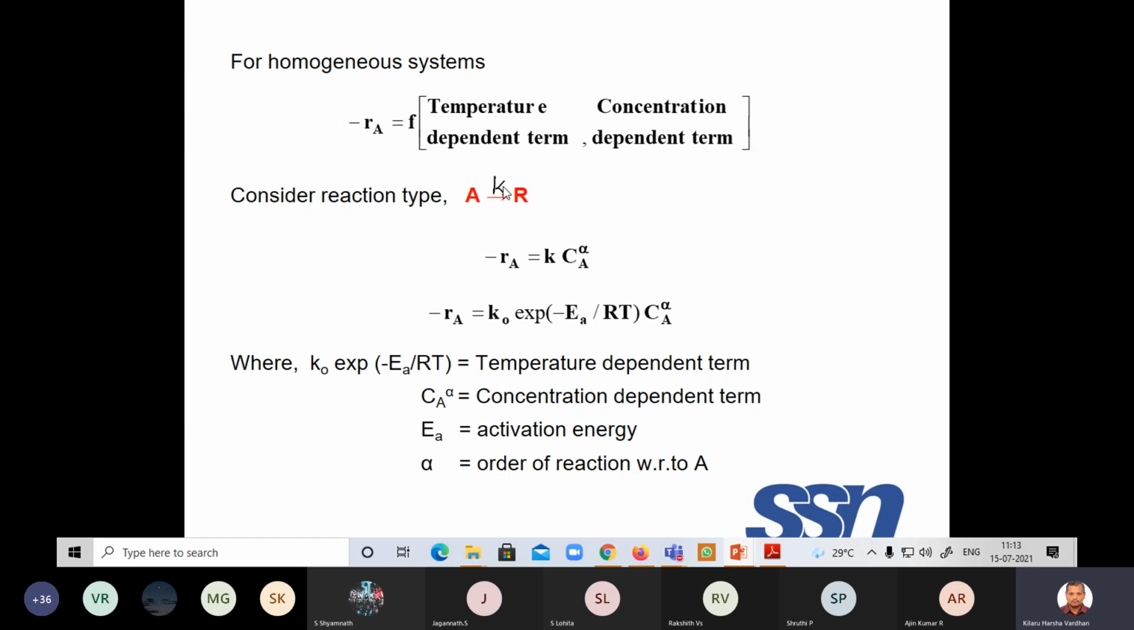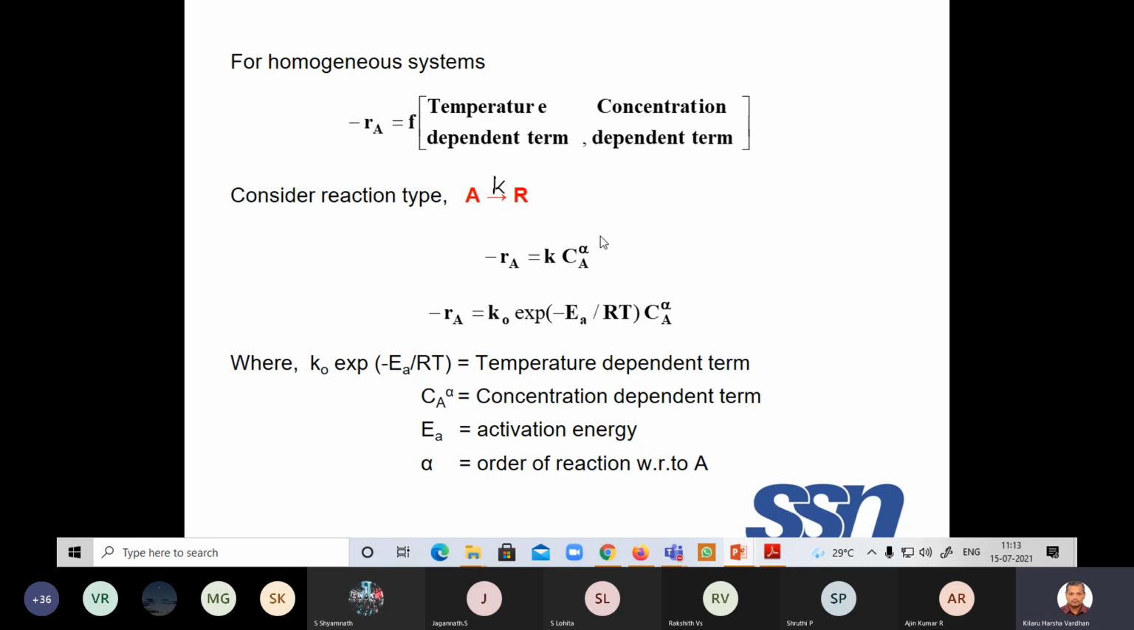So this K, rate constant we call, this K belongs to the temperature dependent term and the concentration term is Ca power alpha. Alpha tells it is the order of a reaction. Since only one molecule of A is there, alpha will be 1. If there is 2A, then it will be square. If there is 3A, then it will be cube, right? So minus RA is K into Ca power alpha.